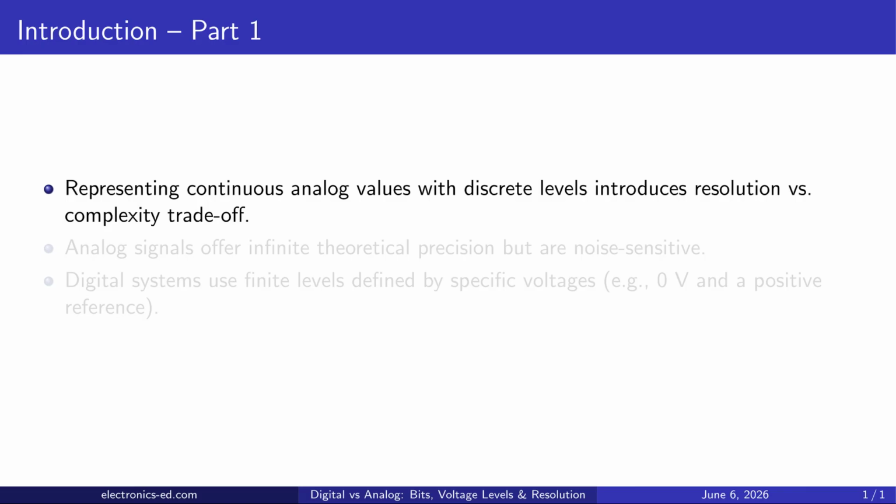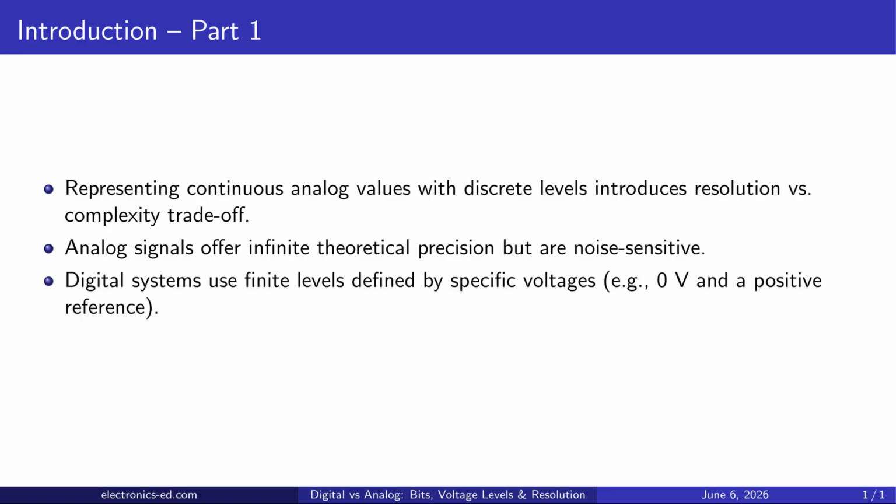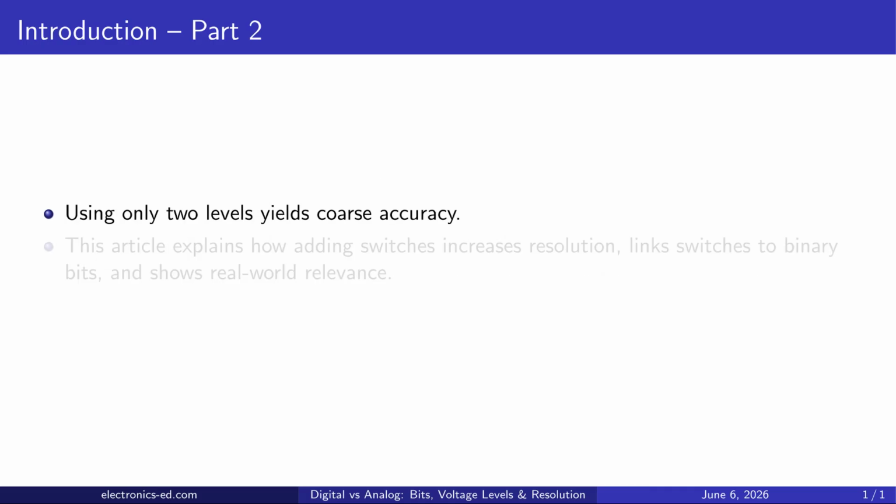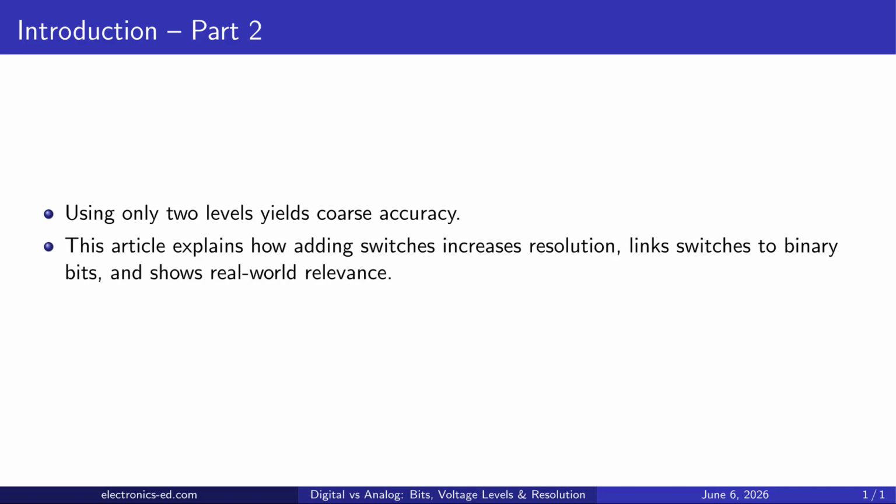Representing continuous analog values with discrete levels creates a trade-off between resolution and complexity. Analog signals have infinite theoretical precision, but they are very sensitive to noise. Digital systems use a limited number of levels defined by specific voltages, like 0 volts and a positive reference. If we use only 2 voltage levels, our accuracy is very coarse. This article explains how adding more switches improves resolution, links switches to binary bits, and shows real-world relevance.